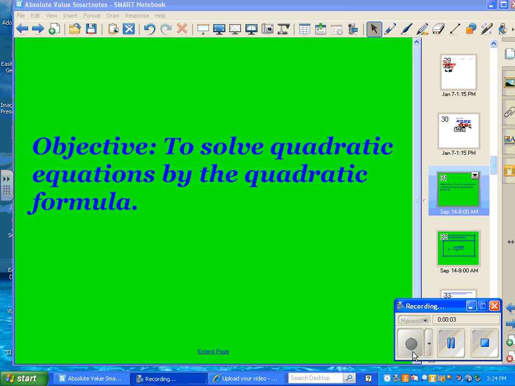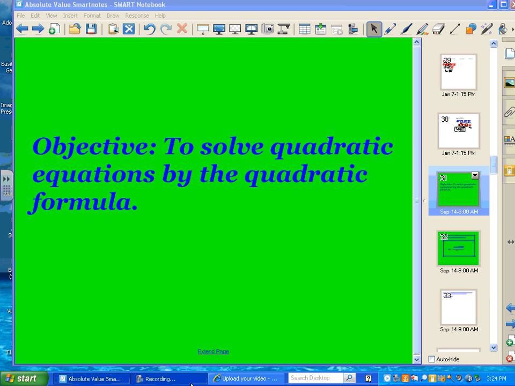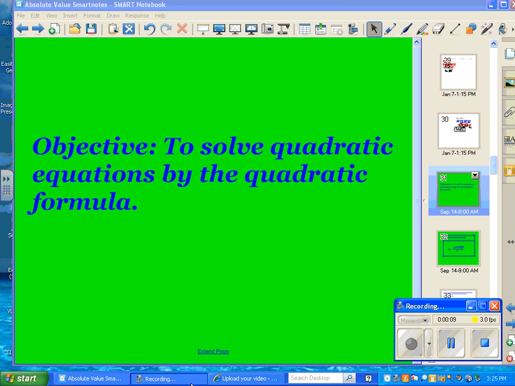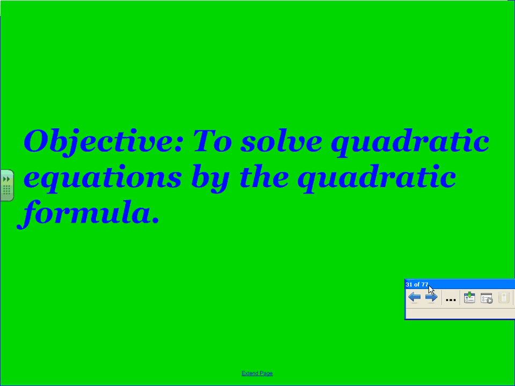Hi everyone, I need you to open up your absolute value notes to page 7. The title of your notes on page 7 says solve quadratic equations by the quadratic formula.